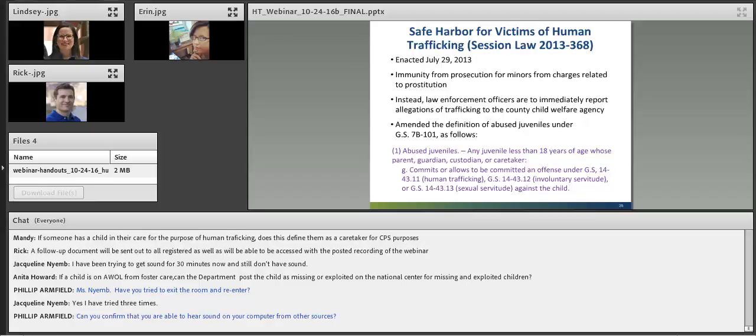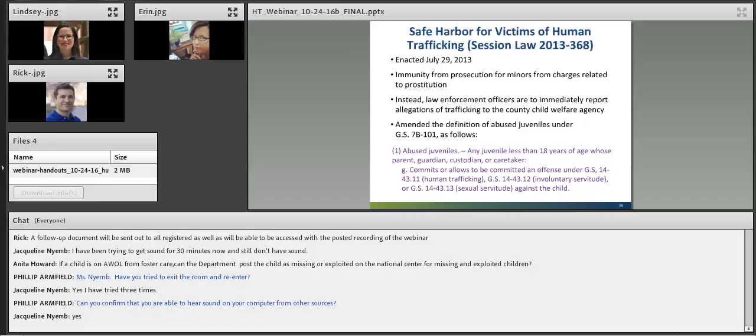So under that 7B-101 abused juvenile, it lists all of those different things: physical abuse, serious risk of physical injury, cruel or grossly inappropriate behavior modification, all the sexual abuse definitions and statutes. I didn't want to list everything. I just wanted to point to where they added it. So it's 7B-101(1)(g), where the human trafficking language was added.